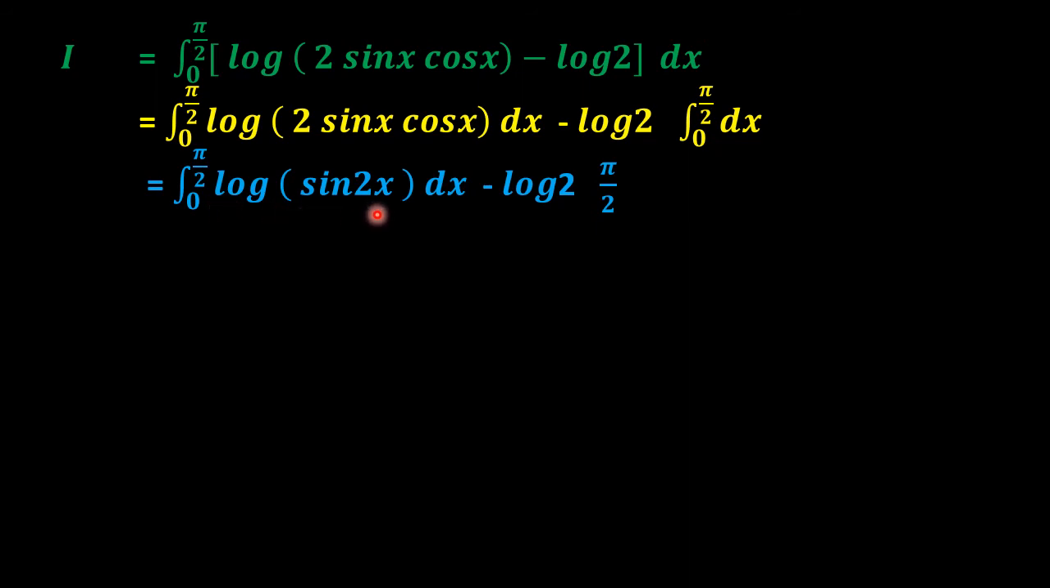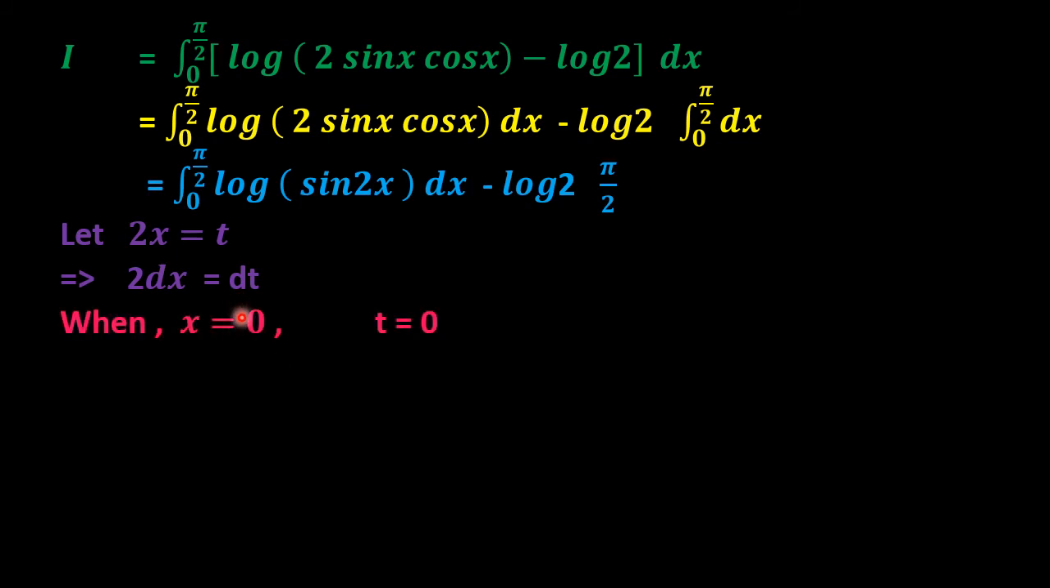And this first integration cannot be integrated directly, so we have to replace this 2x by t. So here we are replacing this 2x by t and differentiating both sides. It will be 2 dx equals to dt. And again we have to change the lower limit and upper limit according to new variable t. So when x equals to 0, then putting 0 here, the t will be 0. And when x equals to pi by 2, then putting x equals to pi by 2 here, t will be pi. So our new limit is from 0 to pi.